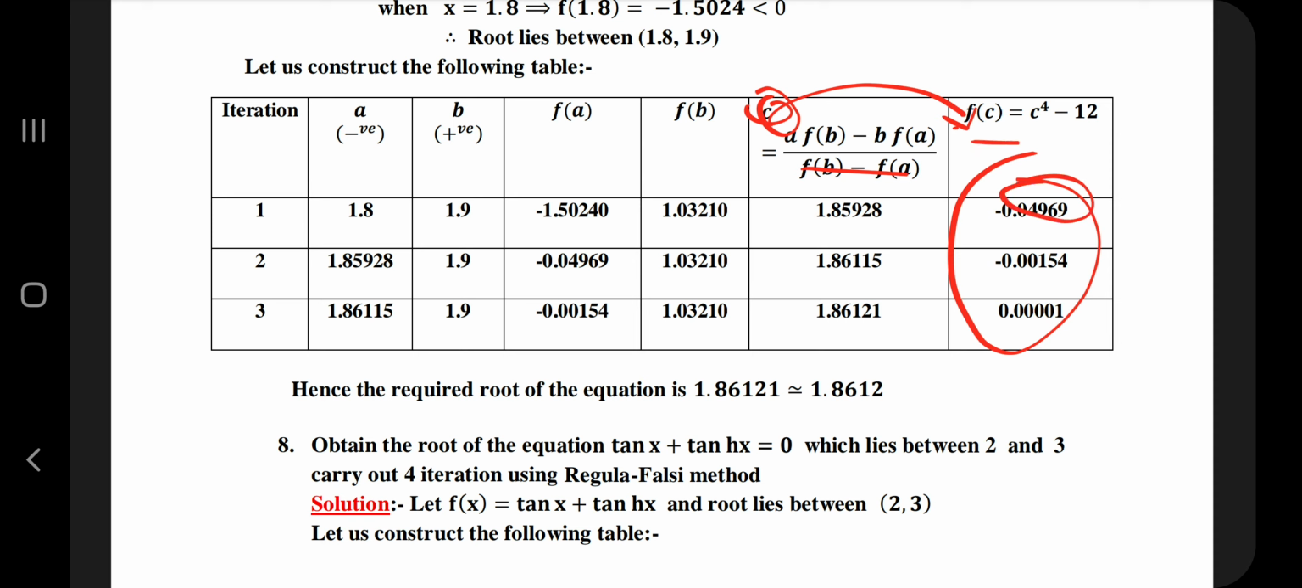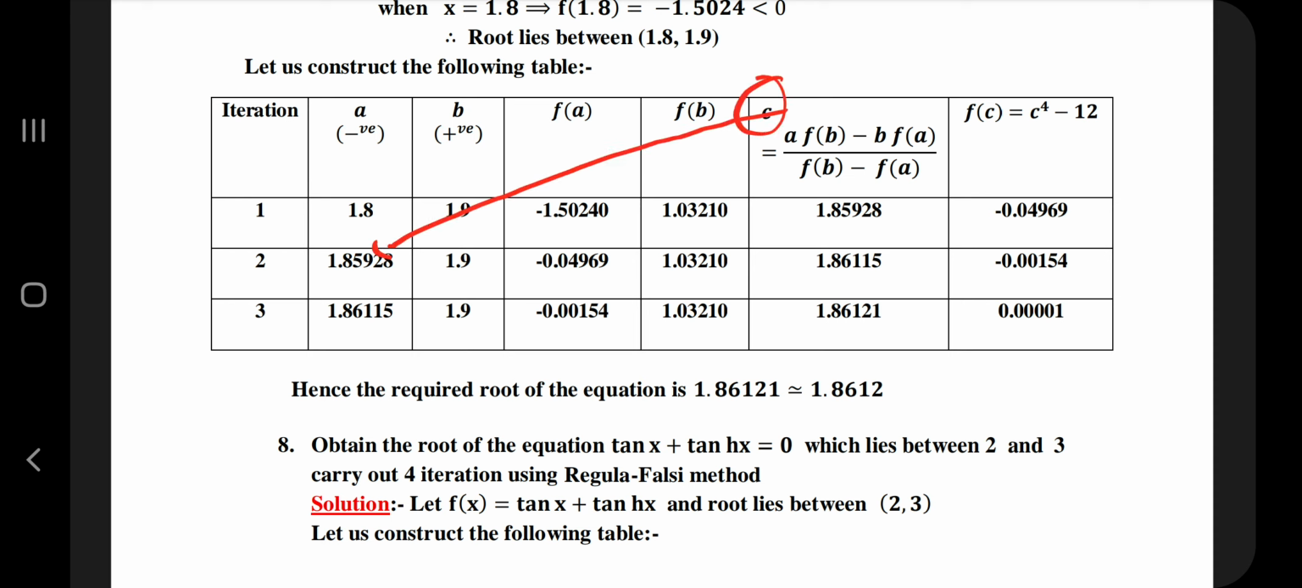Then the updated values of c, a and b will be used here. In fact, the c value you got here is what you will be using in the next one. What c value you get here is the next thing you will be using here. B will remain constant. So that's the thing you need to observe carefully here.